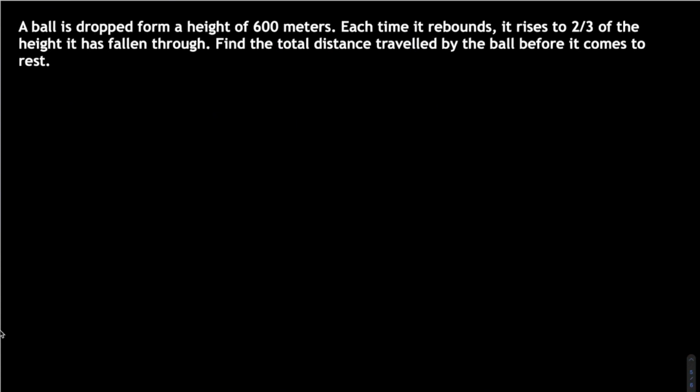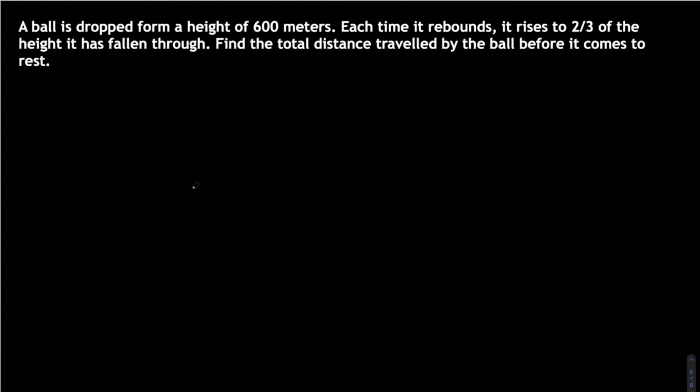All right, next question. A ball is dropped from a height of 600 meters. Each time it rebounds, it rises to 2/3 of the height it has fallen through. Find the total distance traveled by the ball before it comes to rest. This is definitely an out-of-the-box question, and I highly recommend that you pause the video and give it a try. All right, let's get started.